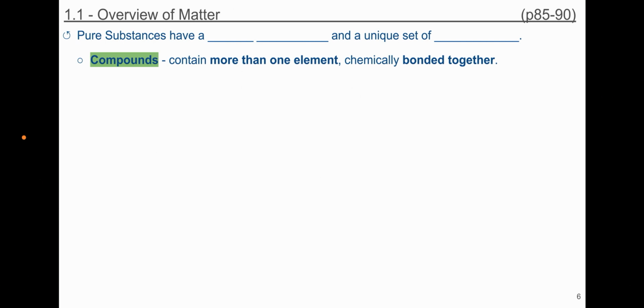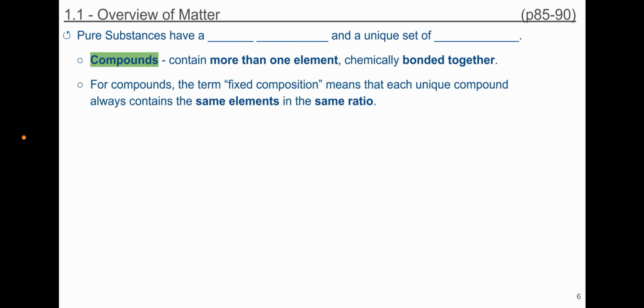Compounds are the other type of pure substance, and compounds contain more than one element chemically bonded together. This is different than any type of mixture, which is just things in the same physical space, whereas in a compound, those different things are bonded together, making something new entirely. For compounds, that term fixed composition means that each unique compound always contains the same elements in the same ratio.